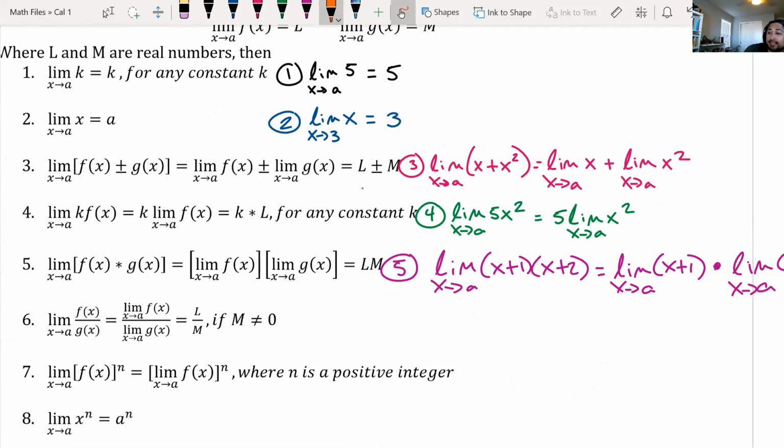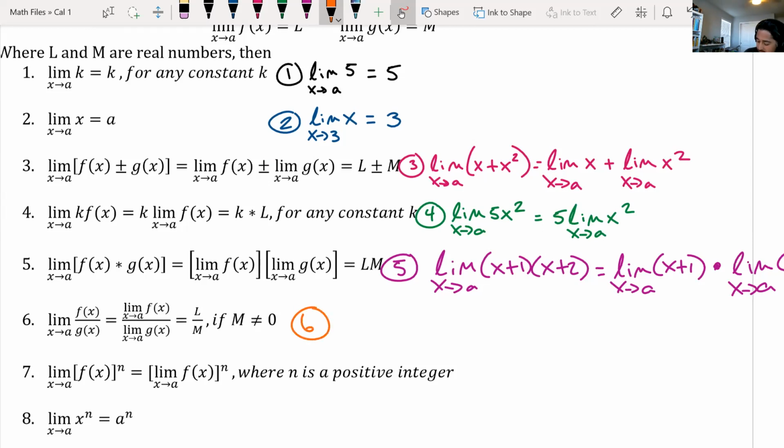Okay. 6 is just like 3 and just like 5. I was going to say 6, but we're doing 6. The limit can be applied over division. So the limit of f of x over g of x can be split into the limit of f of x over the limit of g of x.